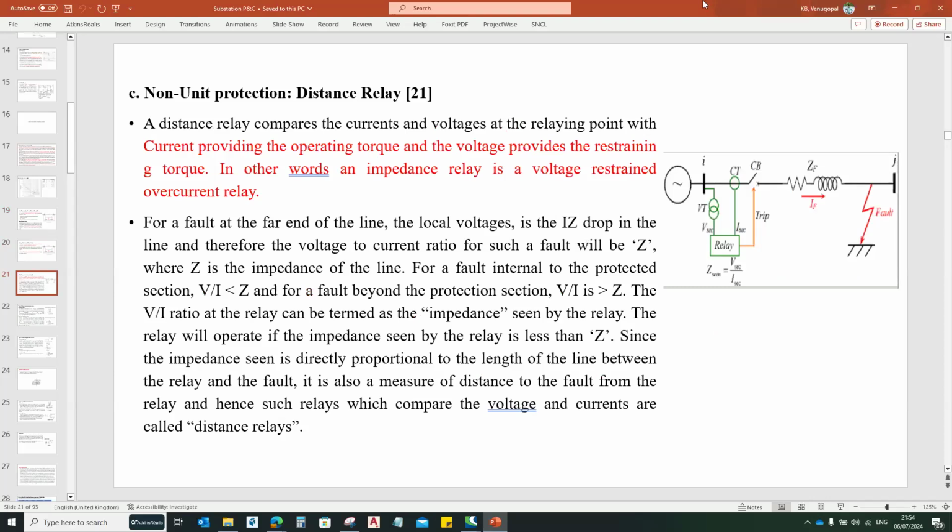Now coming to the non-unit protection, that we can call a distance relay. Differential protection can be used as the first main protection, and a distance relay can be used as the second main protection when you are going for two main protections in the transmission lines. Whether to select unit protection or non-unit protection depends purely on the length of the transmission lines, which I will explain in the coming slides.